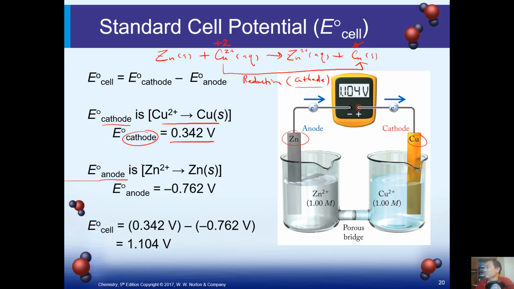And for the anode, this is 0 oxidation state, changes to +2. So that's oxidation because oxidation state increases. This is oxidation. Anode is where the oxidation happens. So this one is the E anode. Okay. You look this up in the reduction potential table, which will be provided in your exam. Right. So E cathode minus E anode, E cathode minus E anode. And that will give you the standard cell potential, which is 1.104 volts.